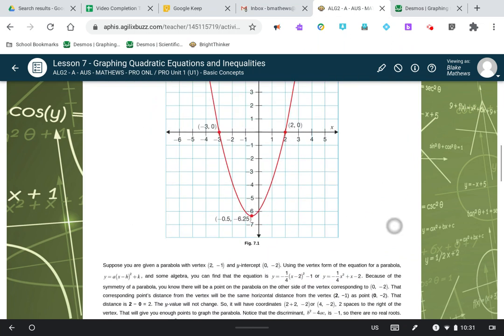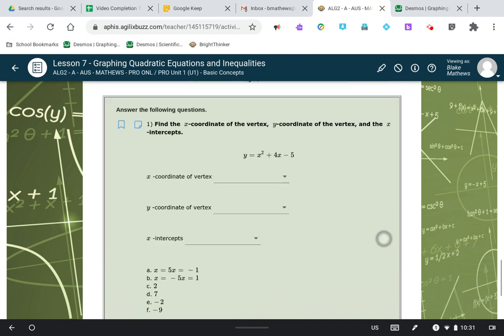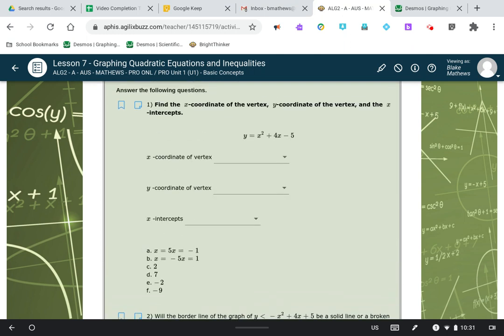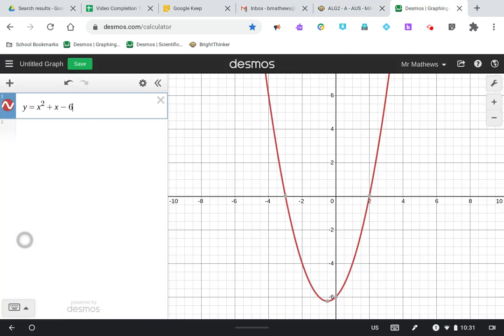But I'll have to jump down to the lesson. They're going to ask us three main things: the x-coordinate of the vertex, the y-coordinate of the vertex, and the x-intercepts. Just to remind you, the vertex on any parabola is the point where it is at its lowest or highest point, depending on which way the curve goes. If the curve opens up, it has a low point here. If it opened the other way, it would be the highest point.